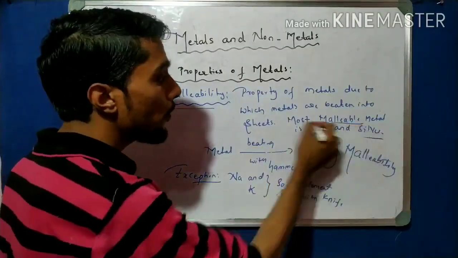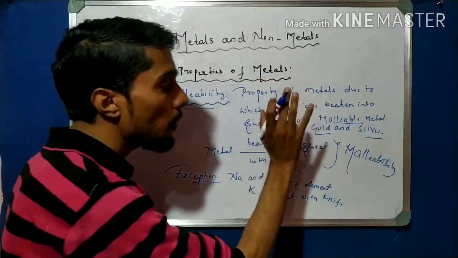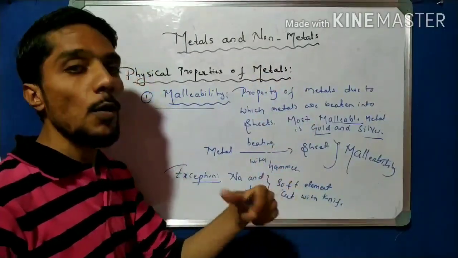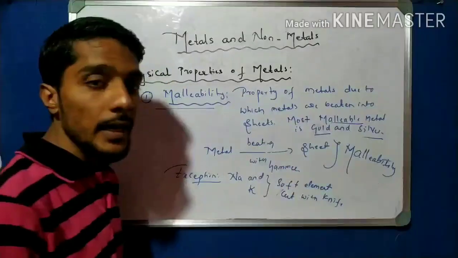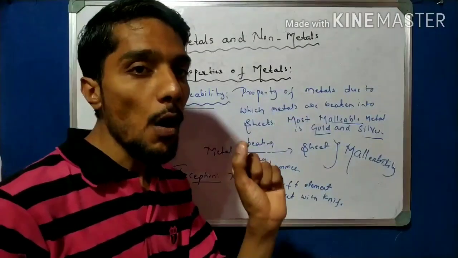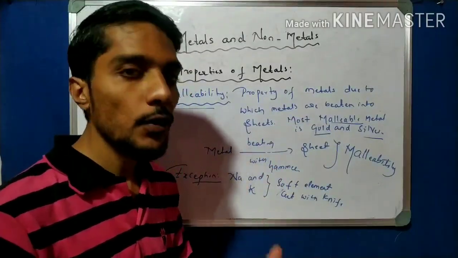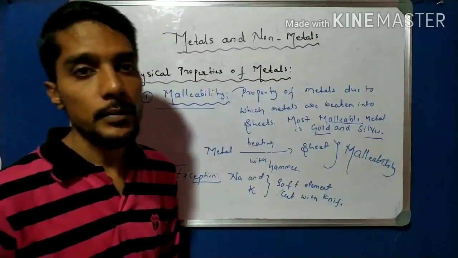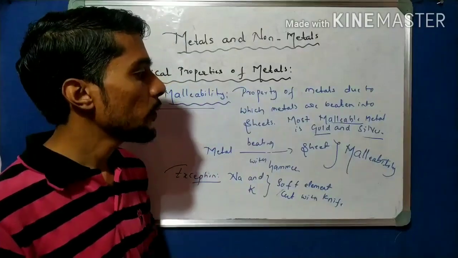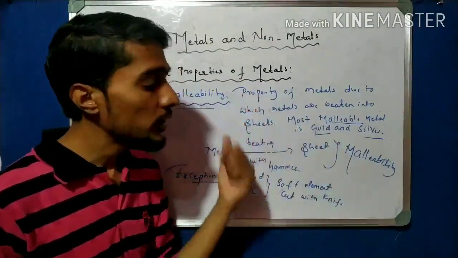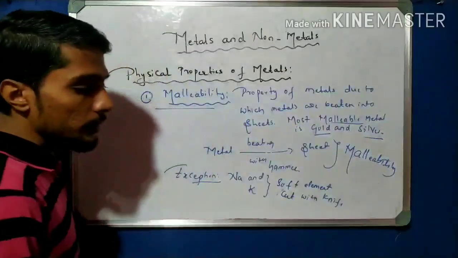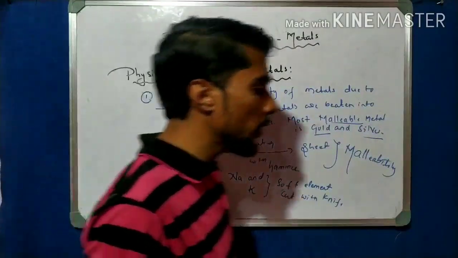Because of the property of malleability, silver and gold are the most malleable. Because of that, they are used in making the ornaments worn by girls for fashion. For fashion they use gold ornaments. So because of the malleable property, this is the number one property. Now come to the second one.